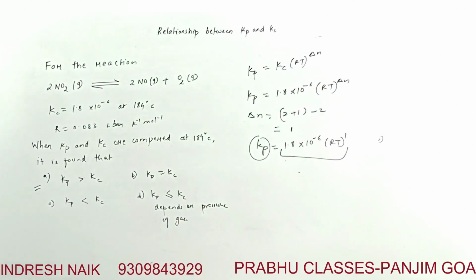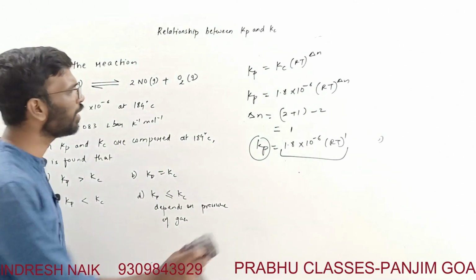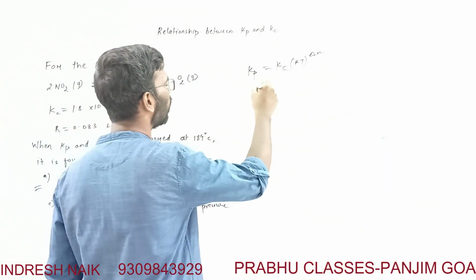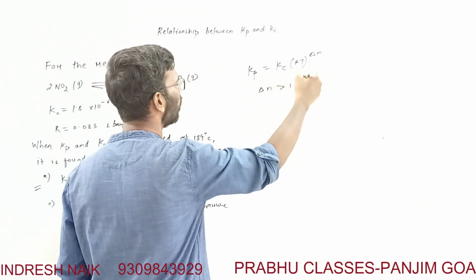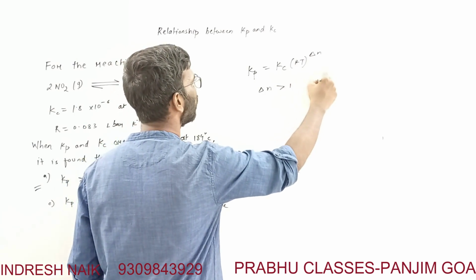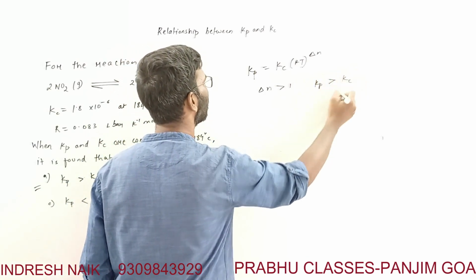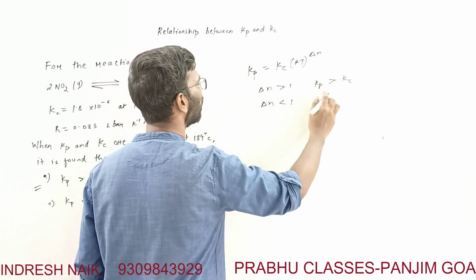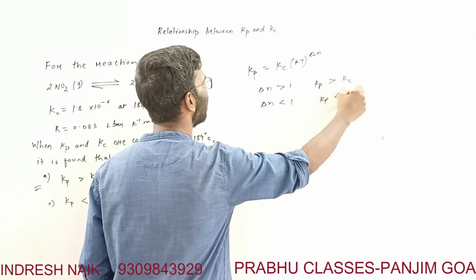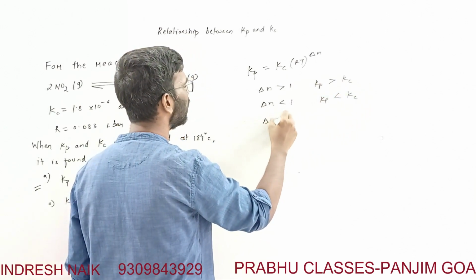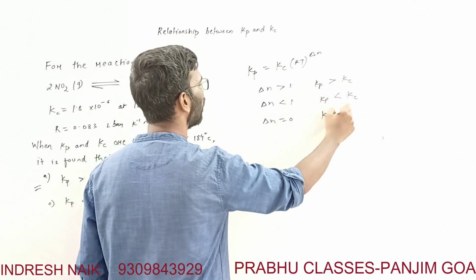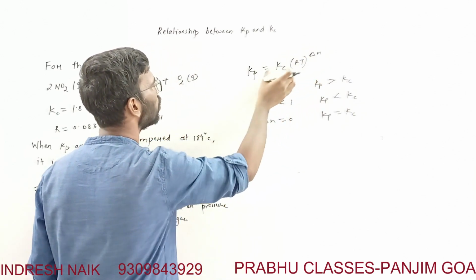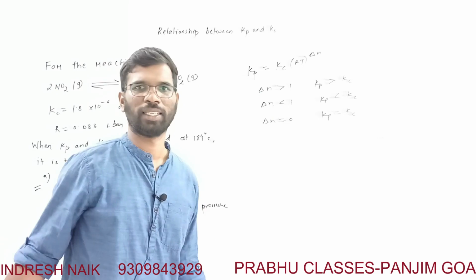But how to solve this type of question? Trick: if delta n is greater than 0, then Kp is greater than Kc. If delta n is less than 0, then Kp is less than Kc. And if delta n is equal to 0, then Kp is equal to Kc, right? This term will become 1, so anything raised to 0 is 1. That time Kp will be equal to Kc.